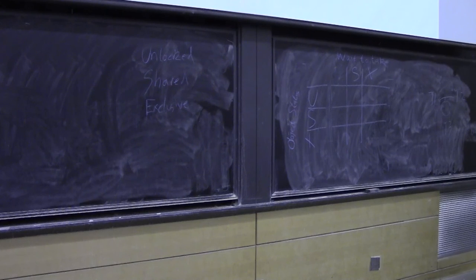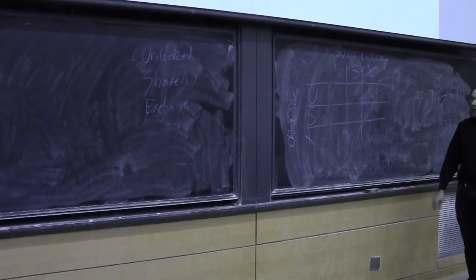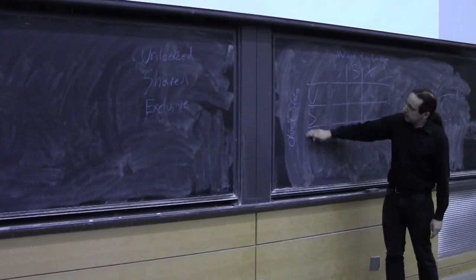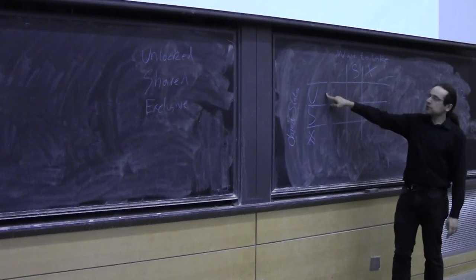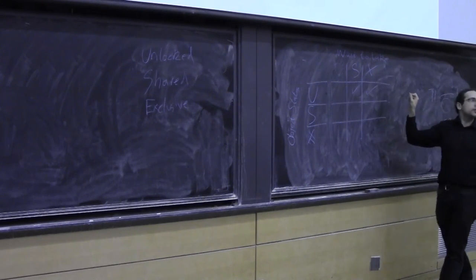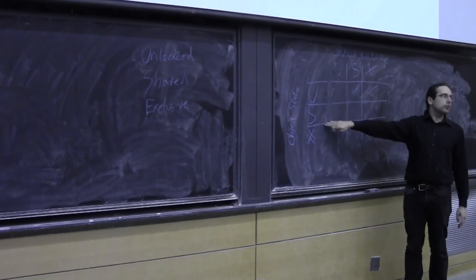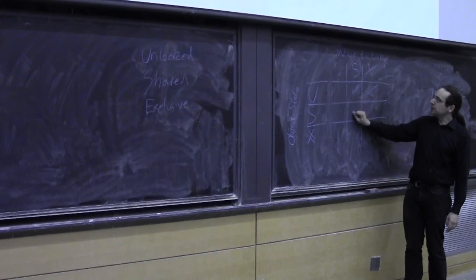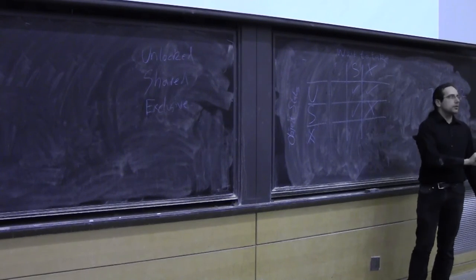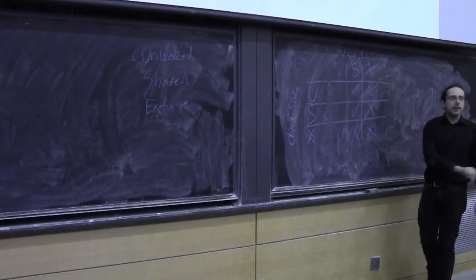That describes what we're allowed to do and when. So if the object starts out being unlocked, well, we're allowed to take pretty much anything on it. If the object already has a shared lock on it, we can take a shared, but not an exclusive. And if it has an exclusive on it, then we're not allowed to do anything.